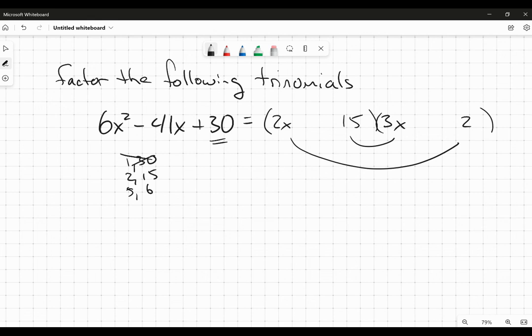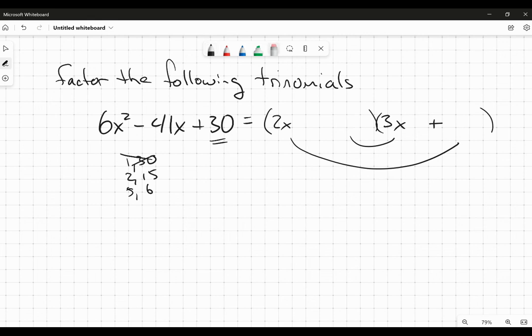15 times 3 is going to get me 45. 2 times 2 is 4x. Well, this is wonderful. Can I combine 45 and 4 to get that negative 41? And the answer is yes, as long as this is negative and this is positive. But the problem is that when you multiply out negative 15 times positive 2, I should be getting a negative 30, and in the original expression it was positive 30. So this actually doesn't work. Even though I can get that middle linear term, this is a bad guess. So 2 and 15 doesn't work.